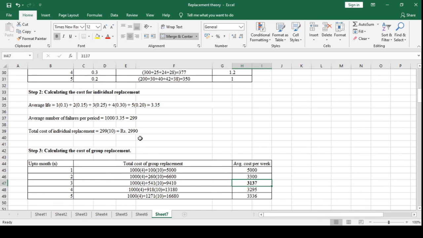So after calculating, we need to write down a few lines. Here the average is taken out, the minimum cost is at the end of the third month, so we should replace all the bulbs at the same time. Here the individual policy has less cost than the group replacement cost, so we would accept individual replacement. So this is your group replacement example.